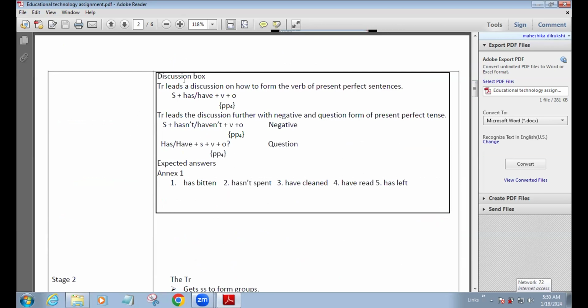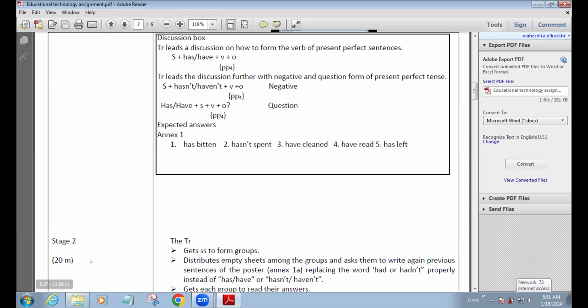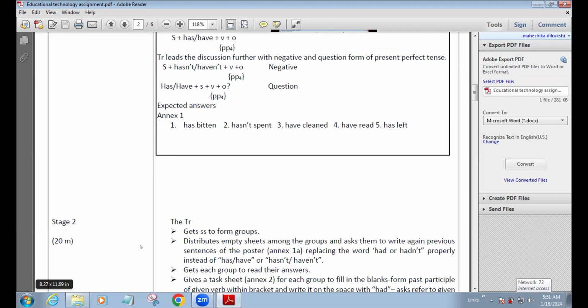Discussion box. Teacher leads a discussion on how to form the verb of present perfect sentences. Then I can ask the question and they can revise the lesson of present perfect tense. Teacher leads the discussion further with negative and question form of present perfect tense. They already know about that. These are the expected answers for Annex 1: has bitten, hasn't spent, have cleaned, have read, has left. Then stage 2, this is the exploration stage, 20 minutes. The teacher gets the students to form groups.